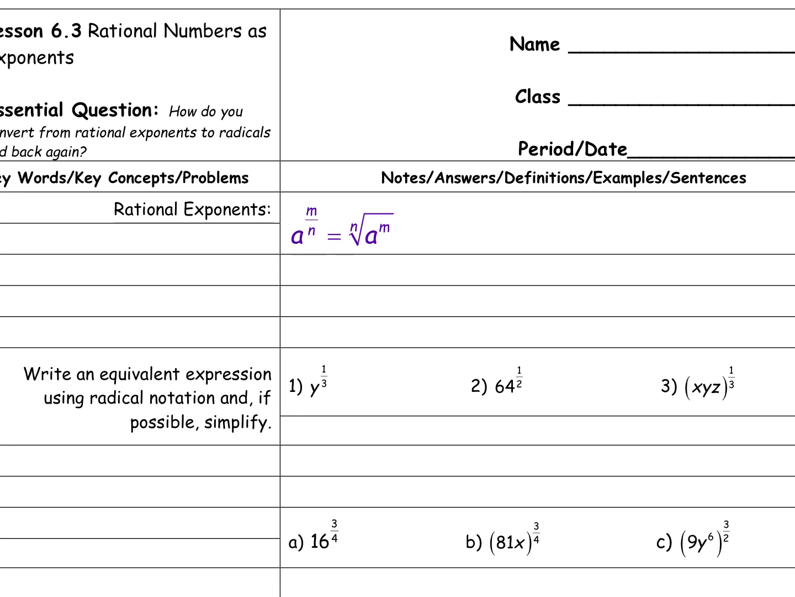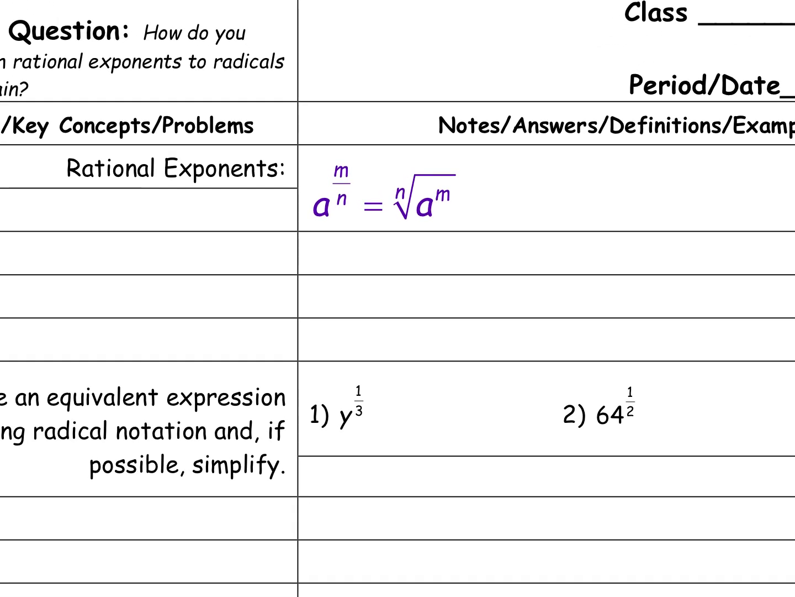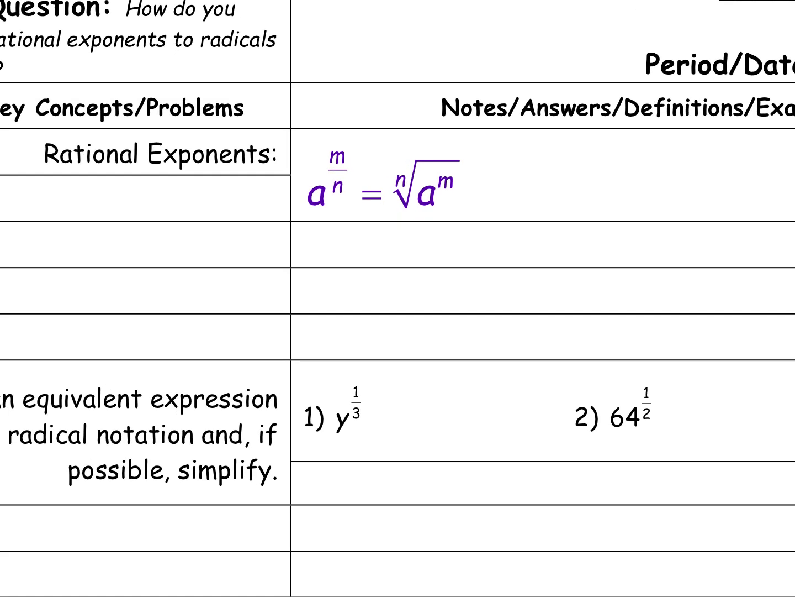I should start recording. The one we're mostly going to talk about is a to the m over n equals the nth root of a to the m. So if I have my fraction, this is always going to be my root, and this is going to be my power. Okay? So I just have to remember those two pieces.